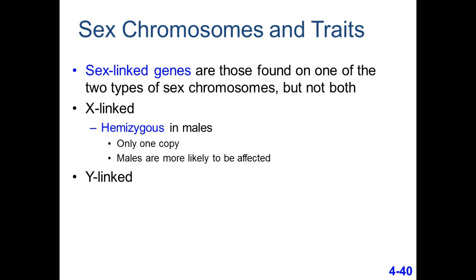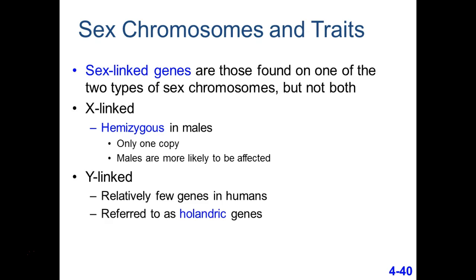Y-linked, where the trait is on the Y chromosome, there are relatively few genes. As I said, it's smaller. That's why it looks like a Y instead of an X. This is referred to as holandric, and this is only transmitted, of course, father to son. Girls have no worries because it's on the Y and we have no Y, right?